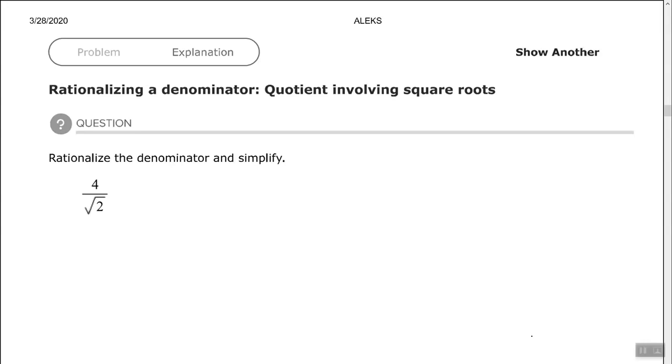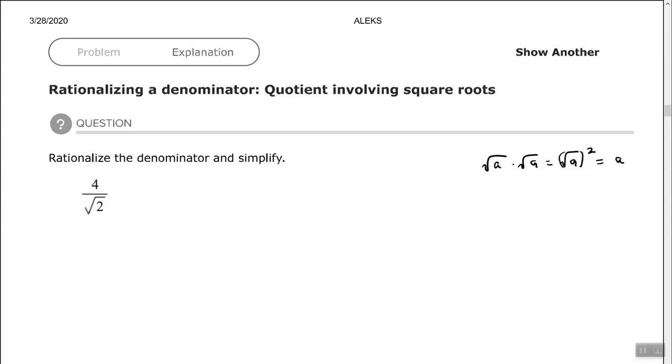Hope all is well. In this video, we're going to look at rationalizing a denominator with quotients involving square roots. So when it says to rationalize the denominator, that means we want to do some work or use some multiplication to get rid of the square root that's in your denominator. So keep in mind that anytime we multiply a square root times itself, that's the same thing as the square root of a square. We just get what's underneath. So the quick way to remove the square root from your denominator is to multiply that radical by itself.